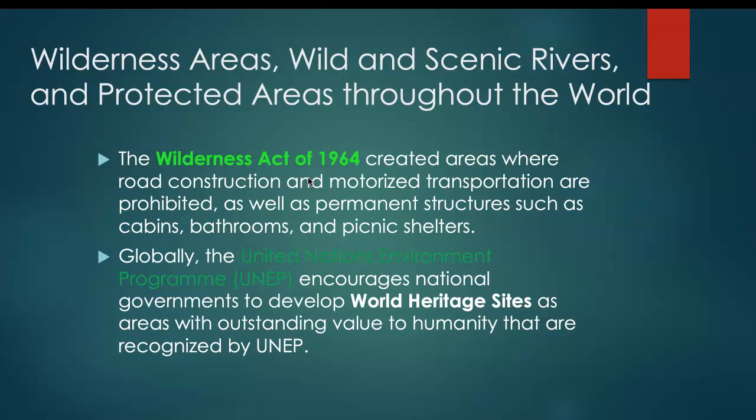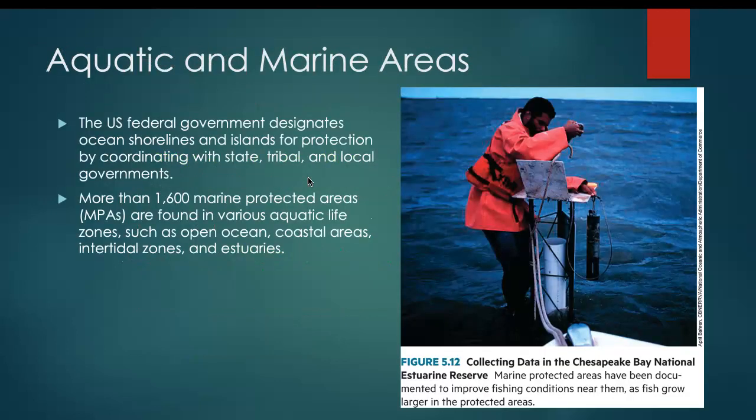Globally, the United Nations Environment Program encourages national governments to develop World Heritage Sites to protect those areas of significant historic and biological value. And also, the U.S. federal government designates ocean shorelines and islands for protection. More than 1,600 marine protected areas are found in various aquatic life zones.